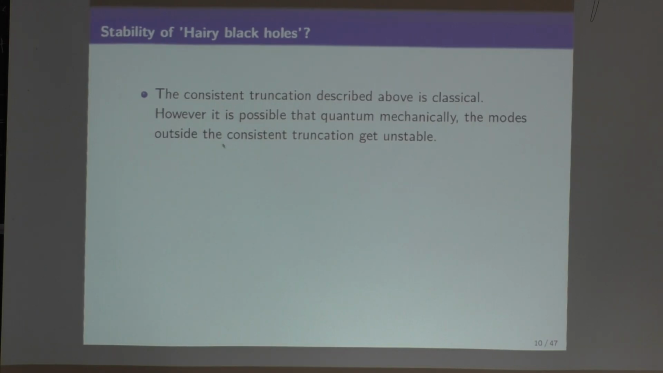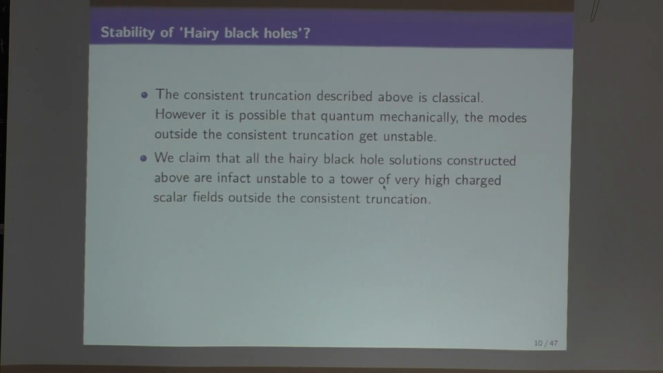Now the question one might ask is that the above solutions seem like they are stable in the classical configuration because the other fields are just turned off. But it is always possible that quantum mechanically the other modes can get turned on, right? And they can become unstable.